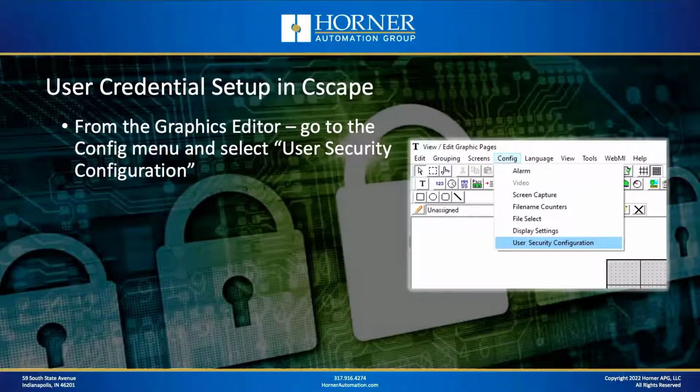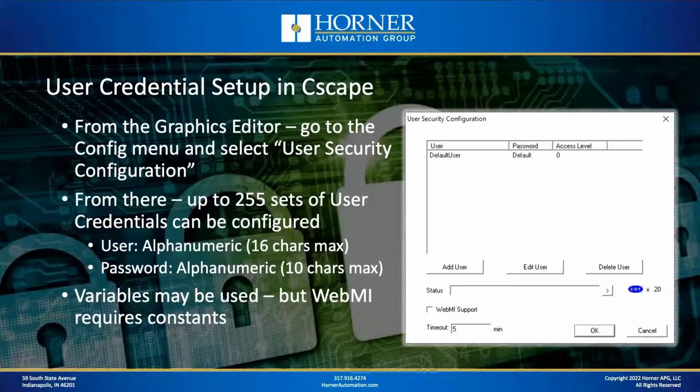Okay, next let's talk about user credentials, because we've talked about setting elevated access levels for certain objects on your screens, but how do we actually get the user access levels into Cscape? So again, from the graphics editor, this time we're going to go to the config menu and we're going to select the option for user security configuration. Once we've done that, we now have a dialog that appears that allows us to configure up to 255 different sets of user credentials. Every user credential consists of a username, which is an alphanumeric field with up to 16 characters max, and a password, which is alphanumeric also up to 10 characters. When we say alphanumeric, we mean numbers and letters, no brackets or exclamation points or those sorts of things.